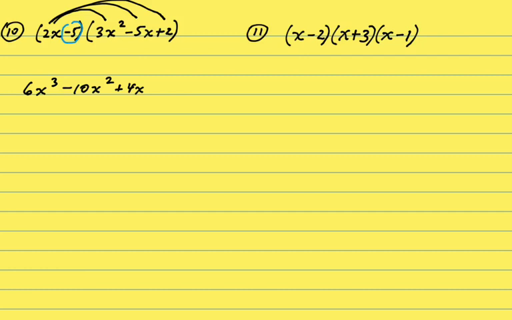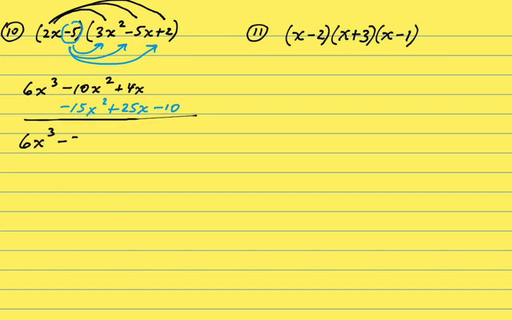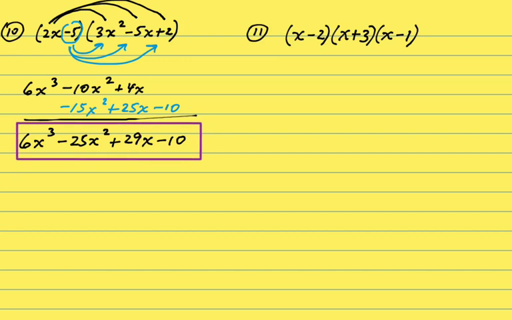Now, negative 5 times 3x squared is negative 15x squared. Negative 5 times negative 5x is a positive 25x. And negative 5 times 2 is a negative 10. Let's combine like terms to get our answer. I think that's minus 25x squared plus 29x and minus 10. So that's how you'd get it through distribution.